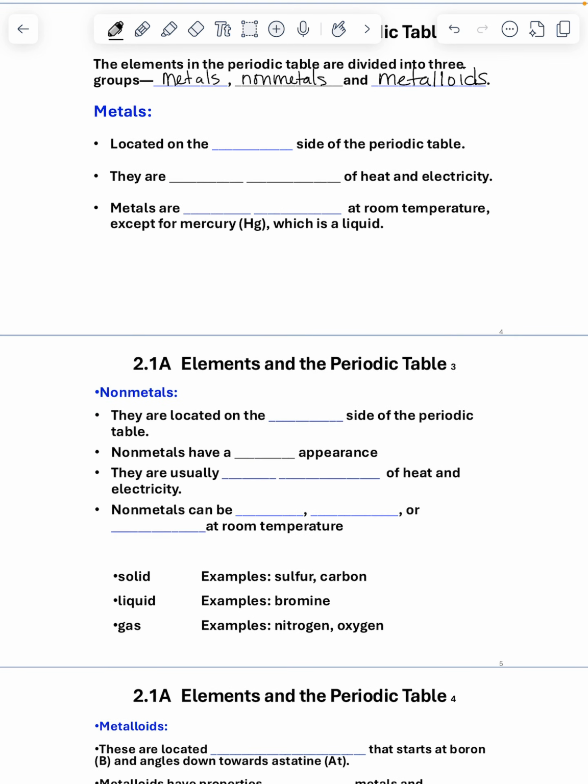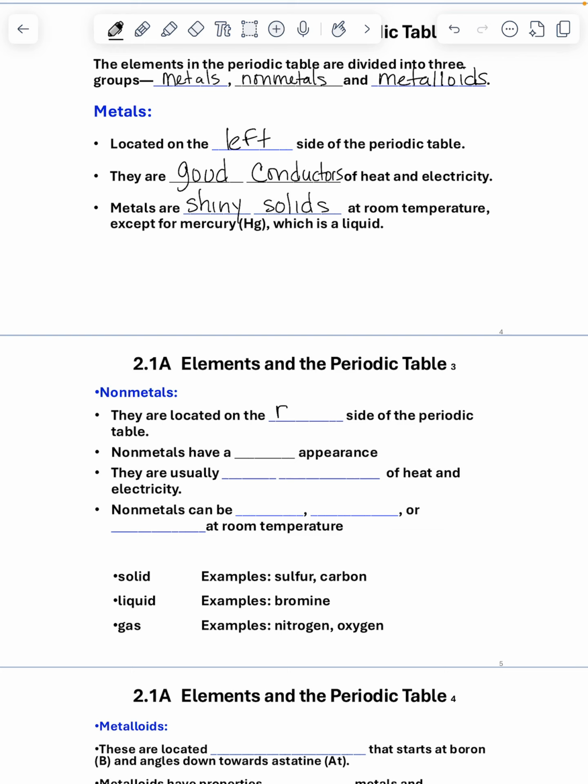So the metals, they're located on the left side of the periodic table. They are good conductors of heat and electricity. So what do we mean by the word conductor? It's just the ability for heat or electricity to flow through that material. So metals make good conductors. They tend to be shiny solids at room temperature, except for mercury. Mercury is one exception. It's actually a liquid at room temperature.